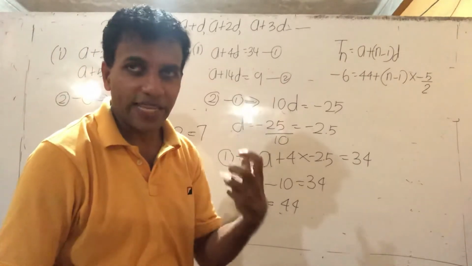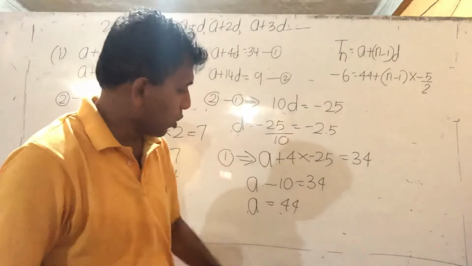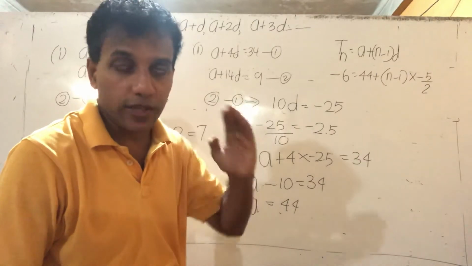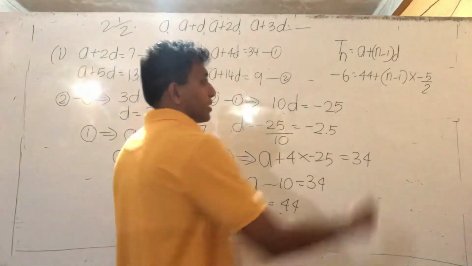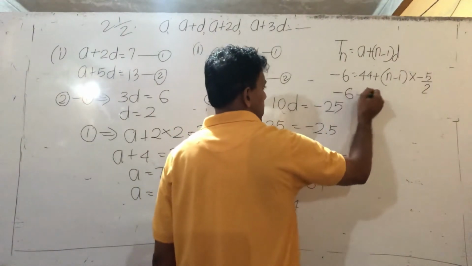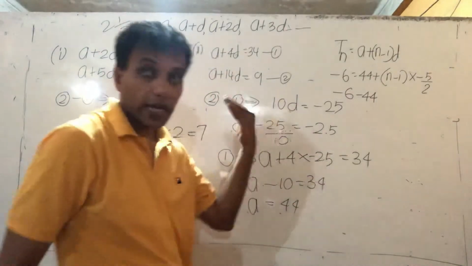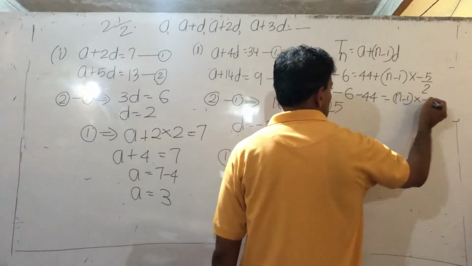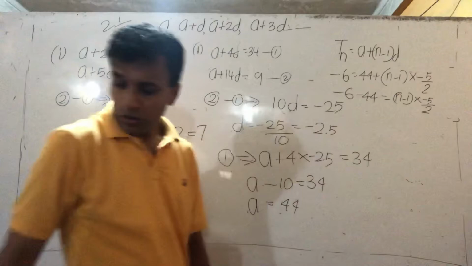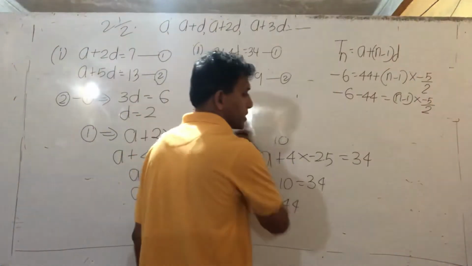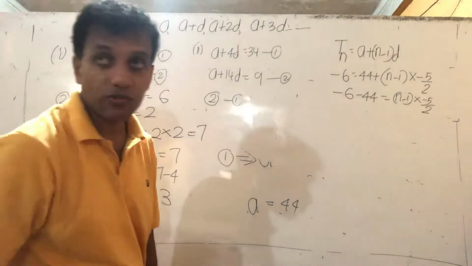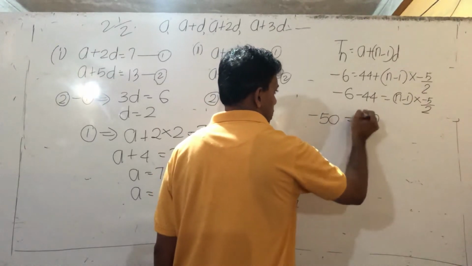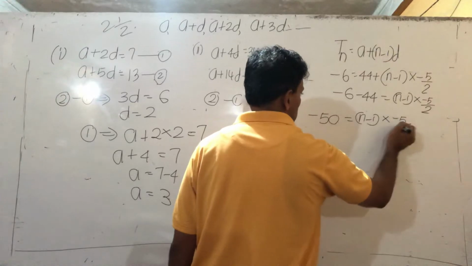But I know by experience students feel it very difficult using decimals. Here only a single answer, no matter. When substituting I say 5 over 2, that means 2.5. Now we solve. Take the 44 here. Minus 6 minus 44, okay, that side what? n minus 1 multiplied by minus 5 over 2. So what is that here? Minus 6 minus 44 is minus 50. Minus 50 equals n minus 1 multiplied by minus 5 over 2.